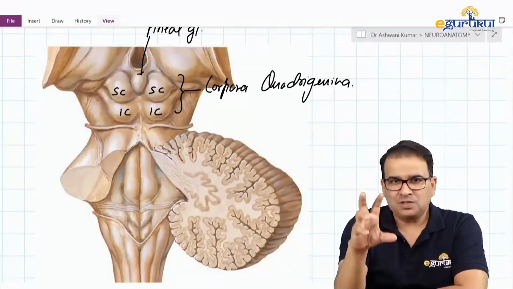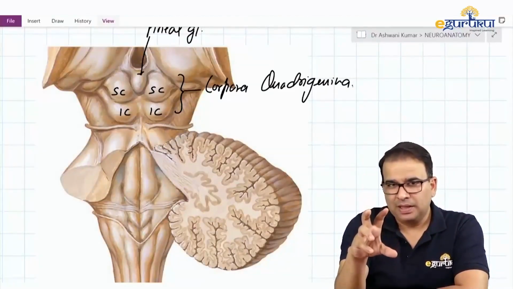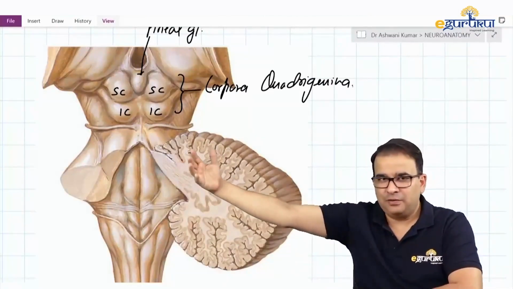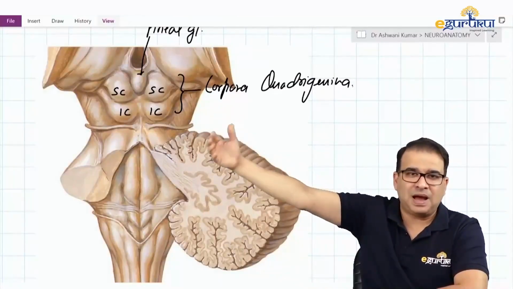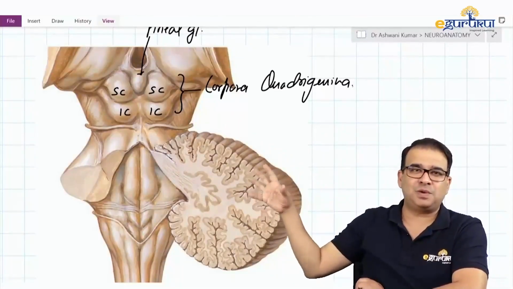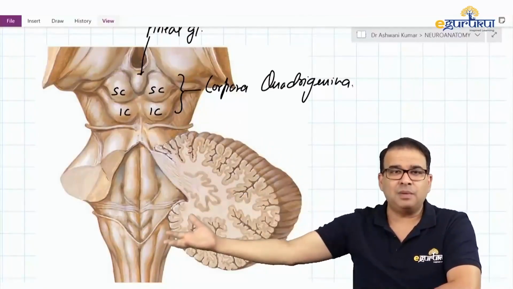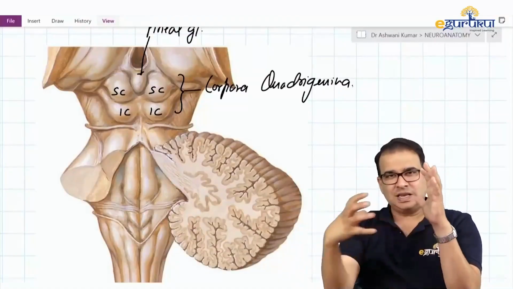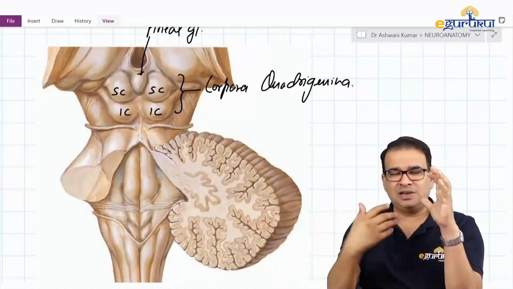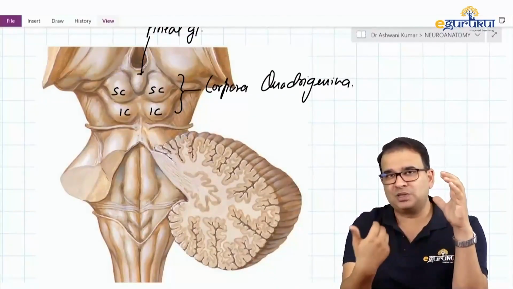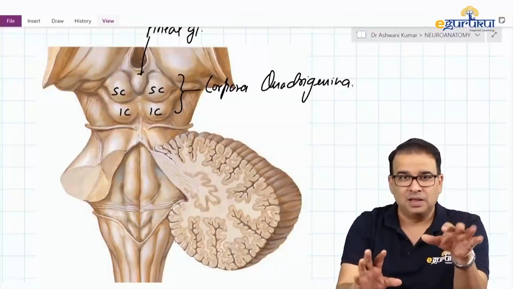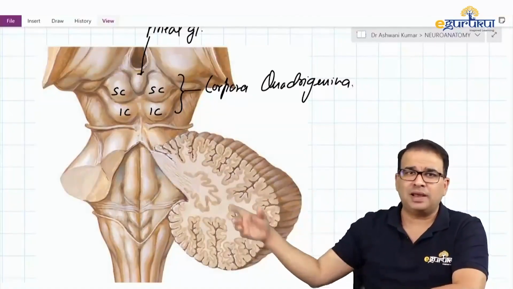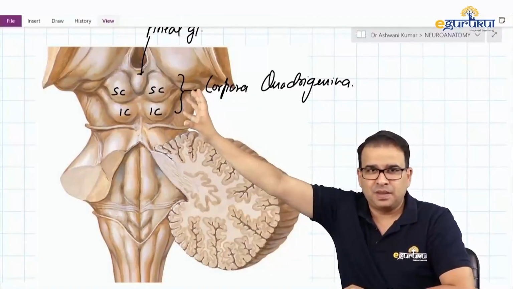What is also to be understood from here is that even if you remove the cerebellum, the midbrain is not going to get affected, because behind the midbrain there is no cerebellum. Cerebellum is present behind the pons and upper medulla. So removing the cerebellum from the brainstem, you're literally distorting the dorsal or posterior aspect of the pons and upper medulla oblongata, but not the midbrain. So if the cerebellum is there or not there, this portion is still intact.